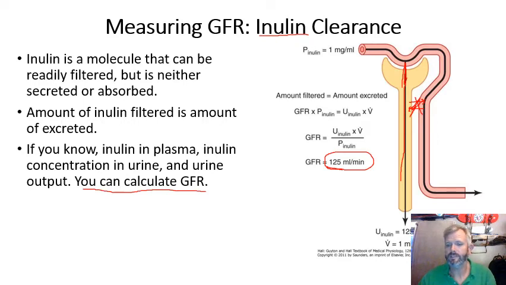Okay, that's a filtration rate. We're doing that every minute. You imagine that gives us our 180 liters coming out of our nephrons. But remember, most of that 180 liters gets reabsorbed, and our excretion is only 1 to 2 liters a day. But the filtration rate in a healthy kidney is roughly 125 milliliters per minute.